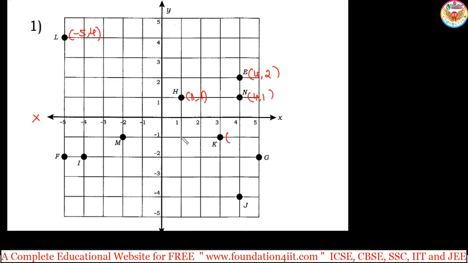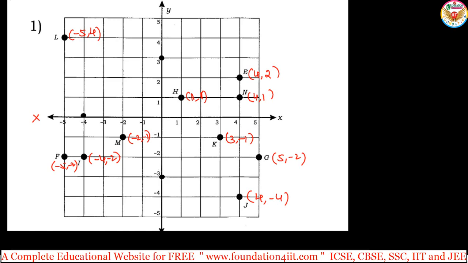K's x value is 3 and y is minus 1, so 3 comma minus 1. G is 5 and minus 2, so 5 comma minus 2. J is what? 4 is on the x-axis, minus 4 is on the y-axis, so 4 comma minus 4. M is minus 2 comma minus 1. I is minus 4 comma minus 2. Remember, I am writing x first. F is x is what? Minus 5. The y value is minus 2. Okay, this is the way. For example, if you have more points, imagine there are points here also.